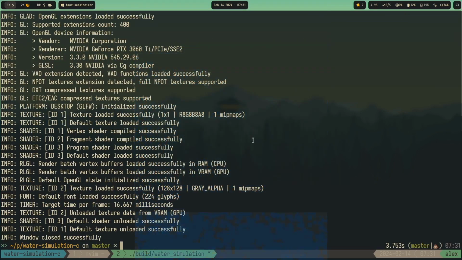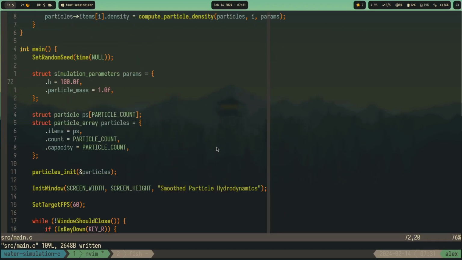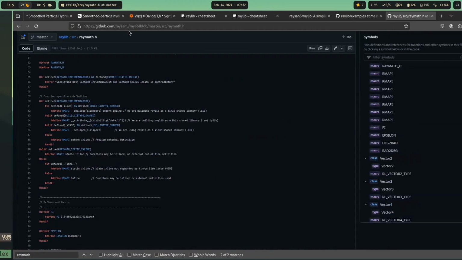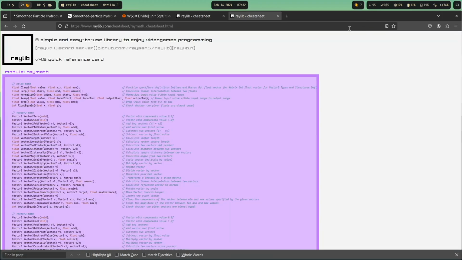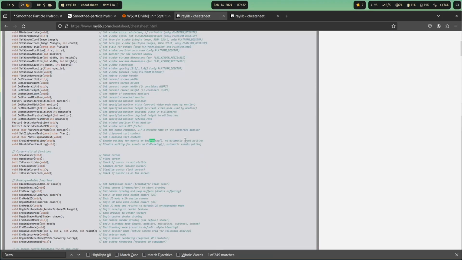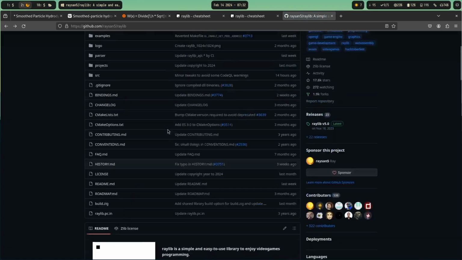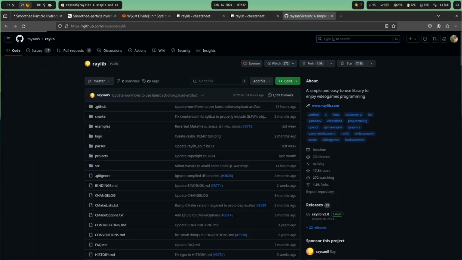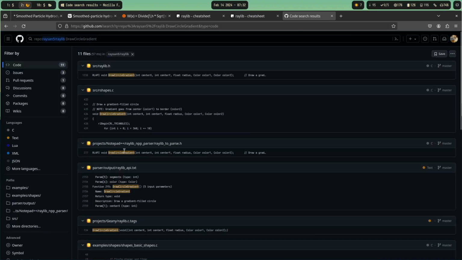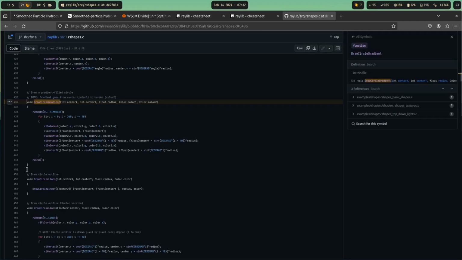Yeah, this makes it look a bit better, and I know that there is a cool function. Let's go to the cheat sheet. Draw circle gradient. The only issue is that it works with integers. So actually, let's go back to the Raylib. Let's search for it. Which one? I think this is the function. So my idea is let's just copy paste it.